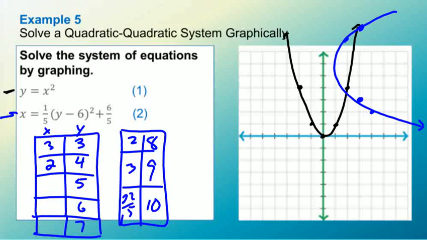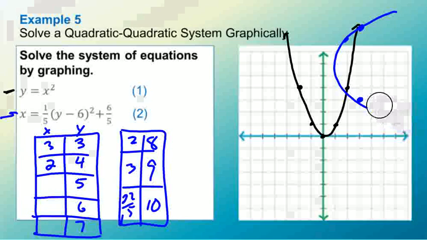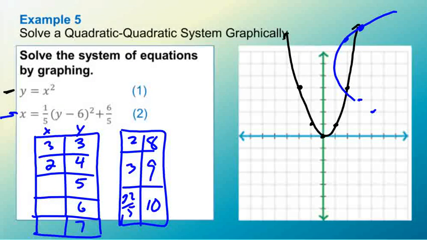So to find out where the two places meet, it looks like it's going to meet at 2, 4. I have mine off just a tad bit. This is going to come around here, going to hit here, and then it's going to wrap around and come up there. And the other one would be 3, 9, which you can see that it crosses about that same spot. So my solutions would be 2, 4, and 3, 9.